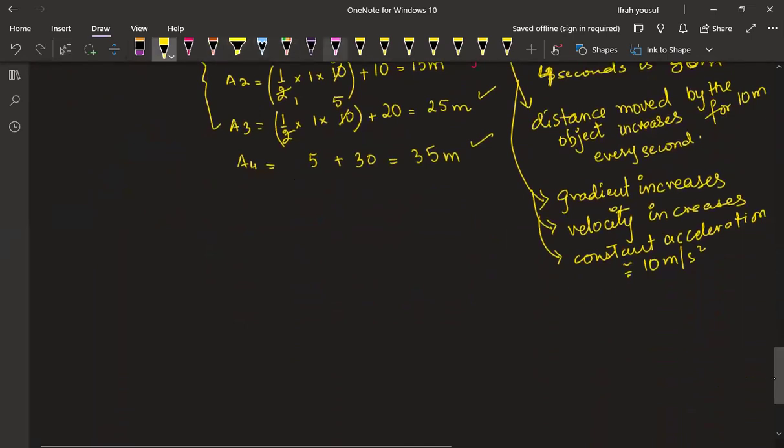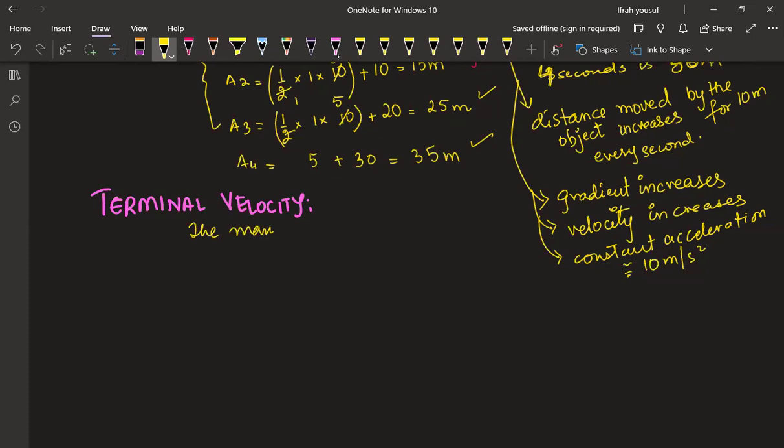Now let's have a review of terminal velocity. We started off in the last class with the topic terminal velocity, right? And what should be the exact definition that we can write about the terminal velocity? Yeah, so the maximum, okay, I could write for you. This maximum speed an object reaches, right?